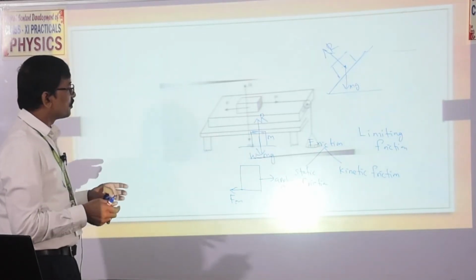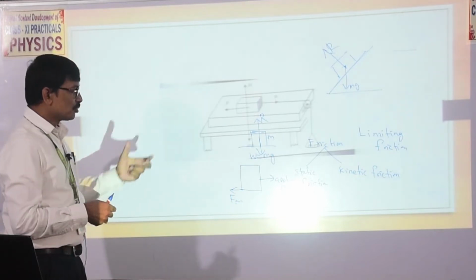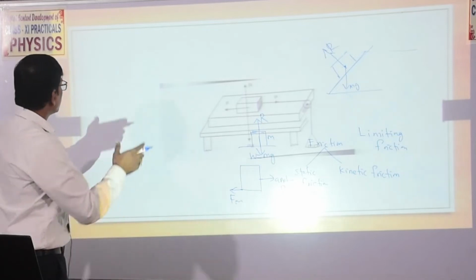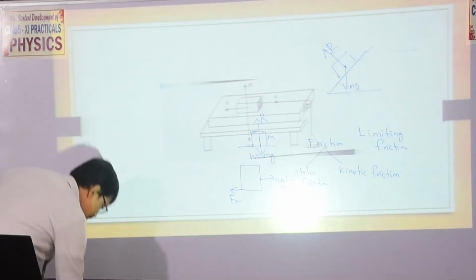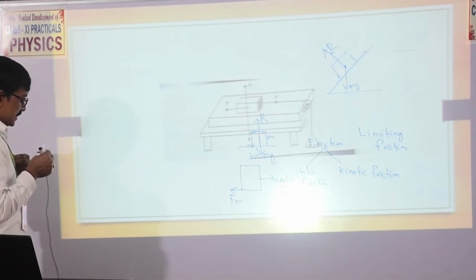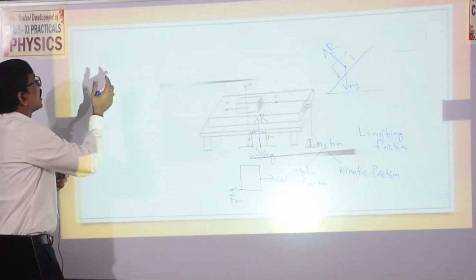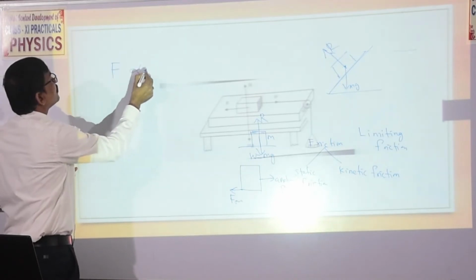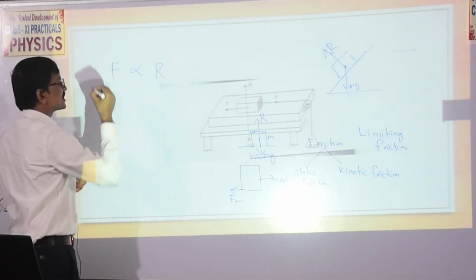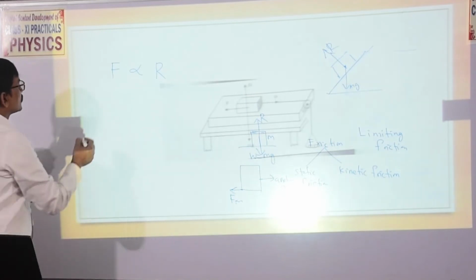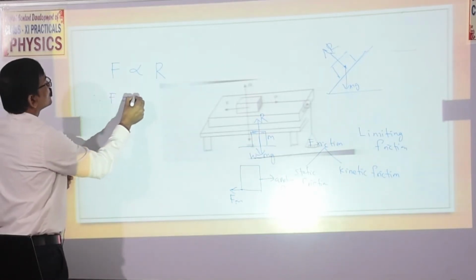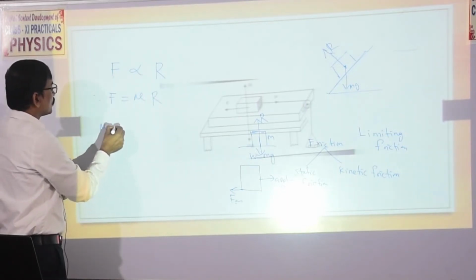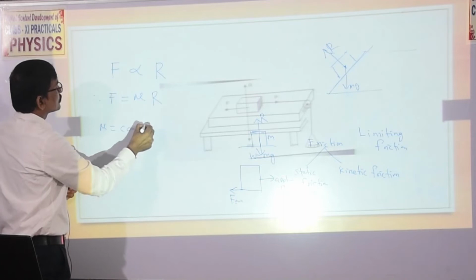Now we discuss the theory part. Particularly, you have to find the coefficient of friction, which is mu. As you know, the force of limiting friction F is directly proportional to the normal reaction R. Therefore, F equals some constant times R. That constant mu is called the coefficient of friction.